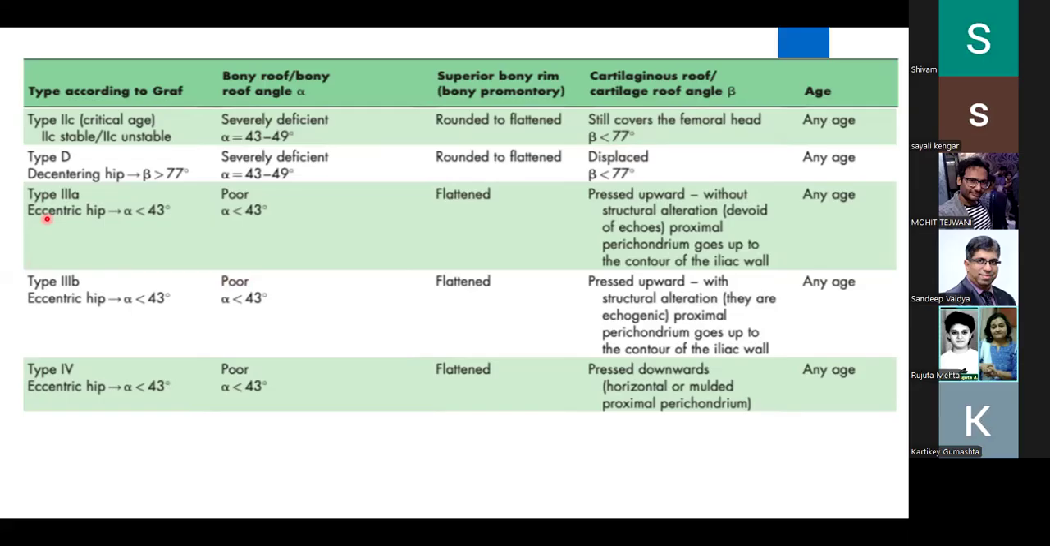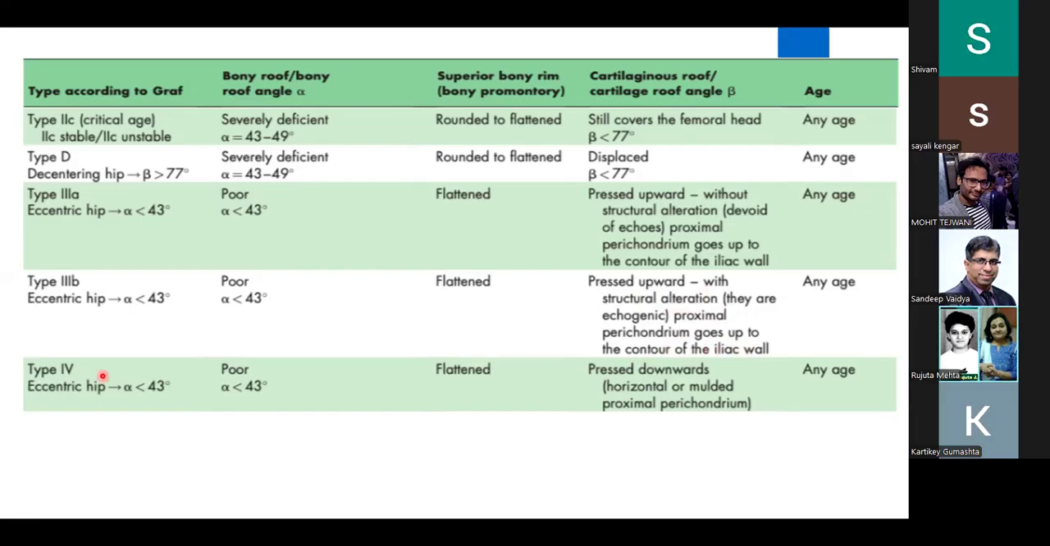Type 3A, eccentric hip. The alpha angle is less than 43 degrees. The bony roof is poor. The cartilaginous roof is pressed upwards without structural alteration. The proximal perichondrium goes up to the contour of the iliac wall. Type 3B, eccentric hip. The alpha angle is less than 43 degrees. The bony roof is poor and the superior bony roof rim is flattened, and the cartilaginous roof is pressed upwards with a structural alteration. The proximal perichondrium goes up to the contour of the iliac wall.